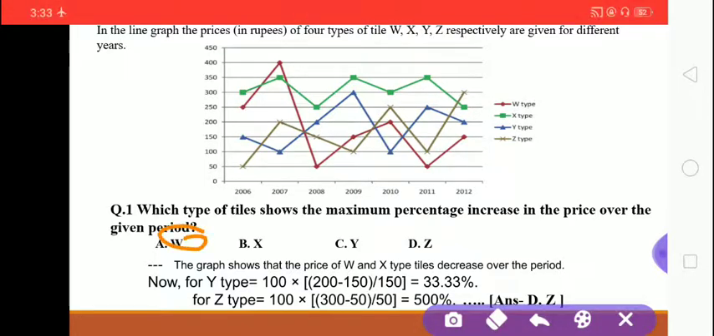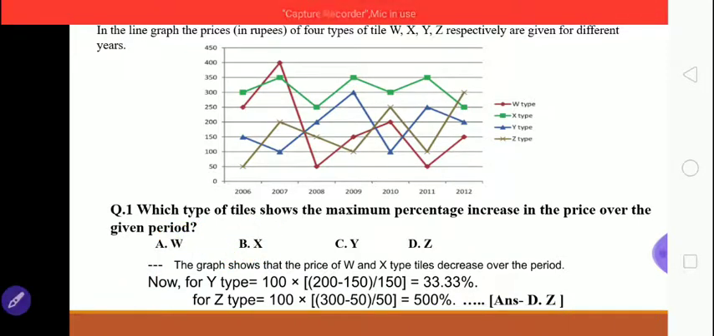So W and X will not be our options or answers. We just have to calculate from Y and Z. For Y type, the difference will be final value minus initial value upon initial value into 100, and you will get the percentage. So 200 minus 150 divided by 150, that is 50 upon 150. This ratio, don't calculate the exact value. For Z we will calculate 300 minus 50 upon 50, that is 250 upon 50.